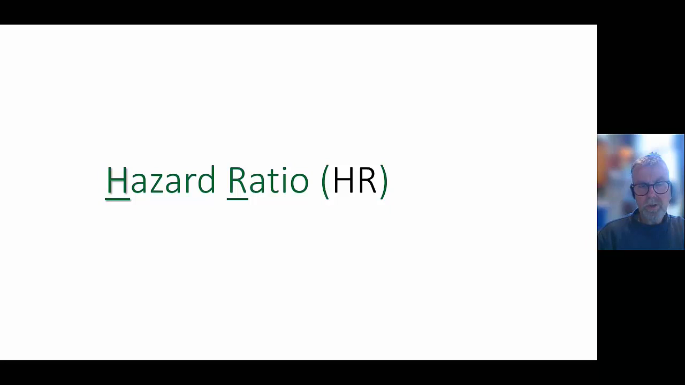So the hazard ratio gives a measure of the change in risk for an outcome, e.g. death, for a given change in what is known as this predictor variable, as this explanatory variable, I beg your pardon.